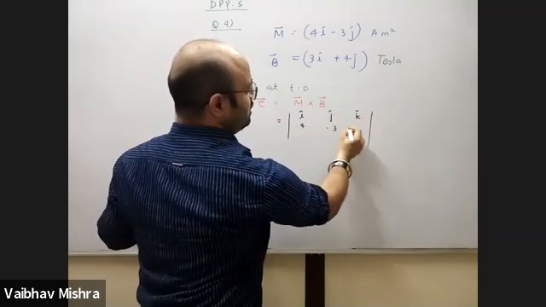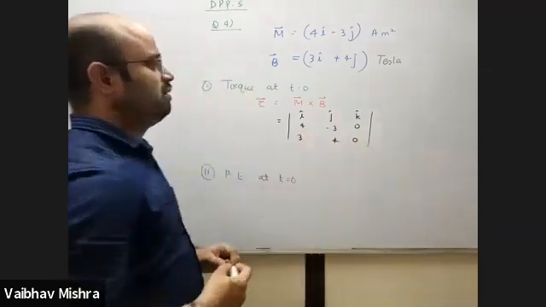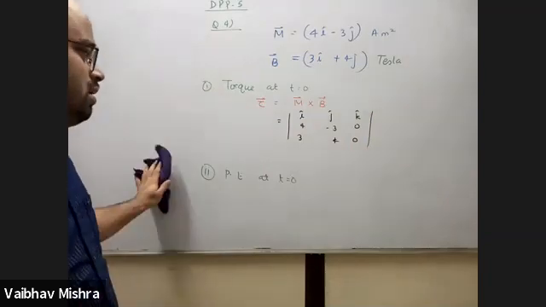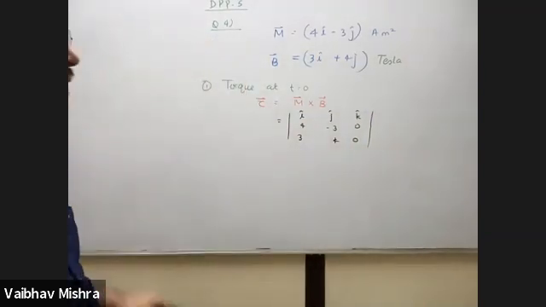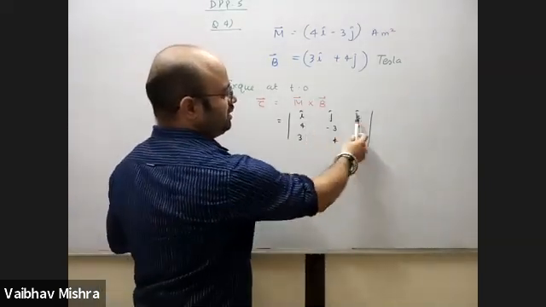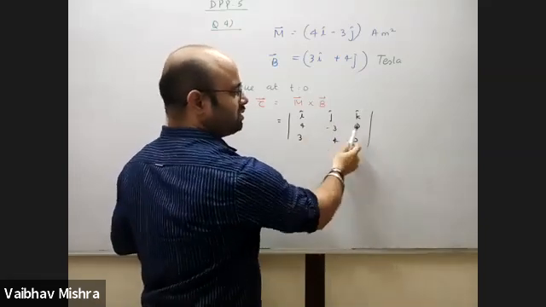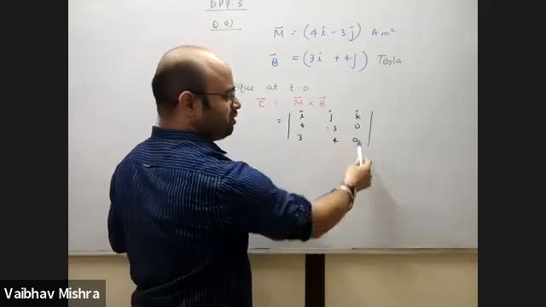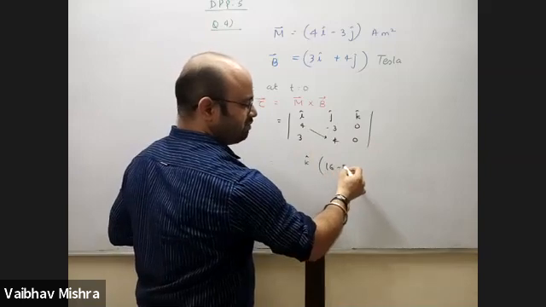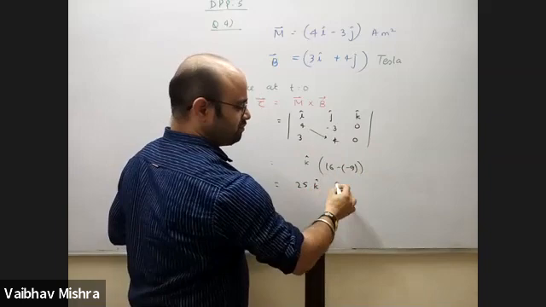4 minus 3 0. K cap is not required here. Cross multiply कर लेते हैं. Leave that column to 0 0. J को कॉमन कर लेते हैं तो 4 into 0, 0 0, only K cap 25 K cap. 16 minus of minus 10, so that's 25 K cap.